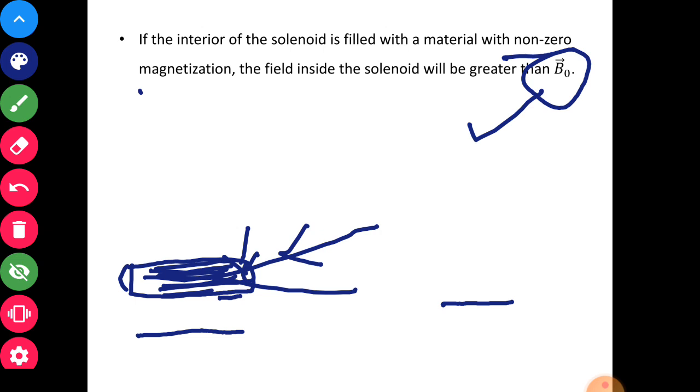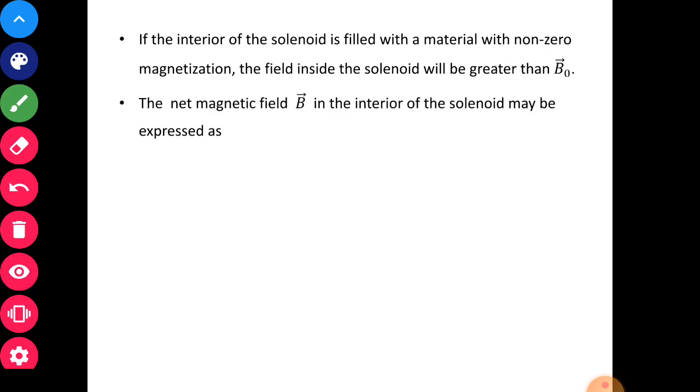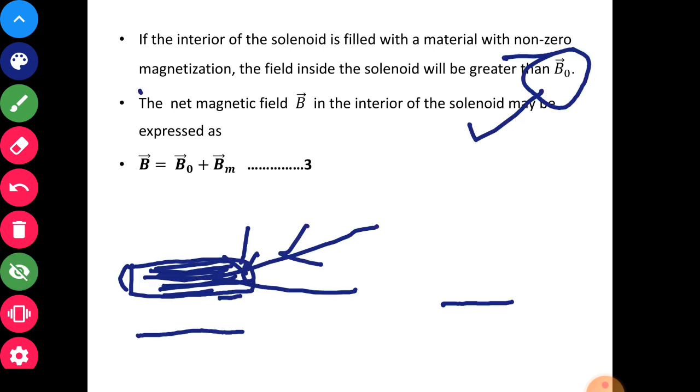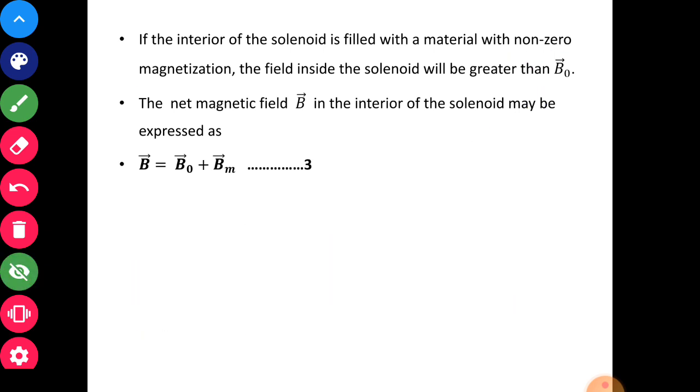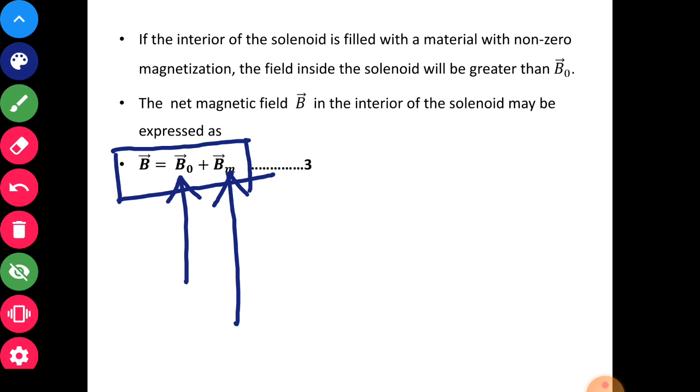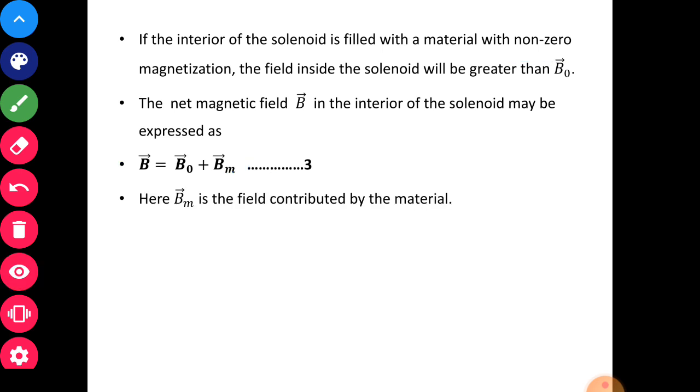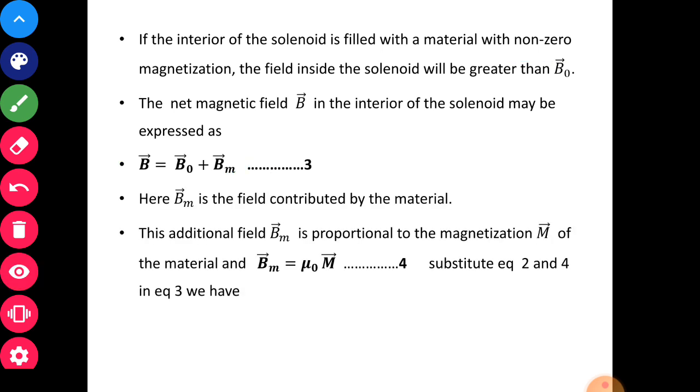Initial magnetic field was B0, now it has changed, and the net magnetic field B inside the solenoid is given by B is equal to B0 plus Bm. Now this equation you can understand, initially there was magnetic field B0. Now this extra magnetic field is produced because of the presence of that magnetic material placed in the solenoid, which has non-zero magnetization. Okay. Bm is the field contributed by the material.